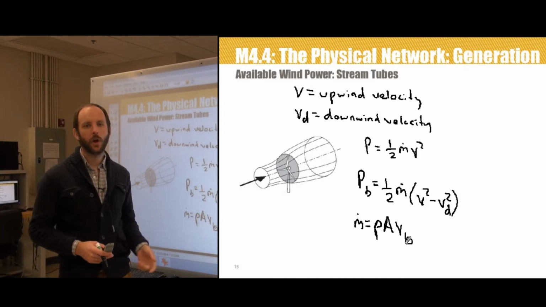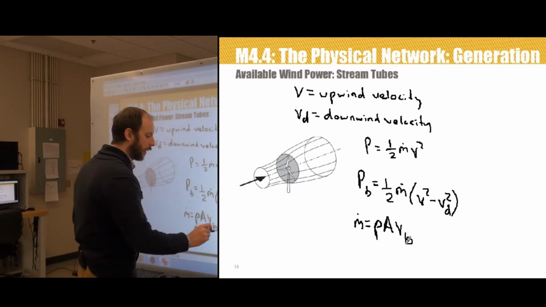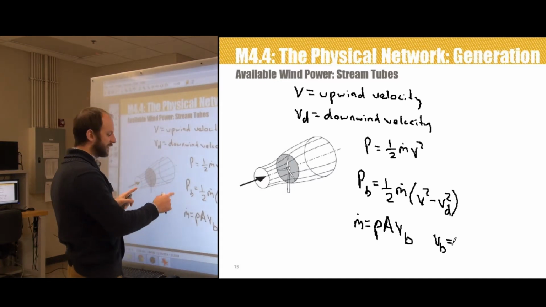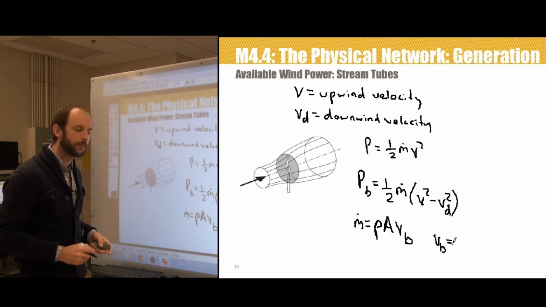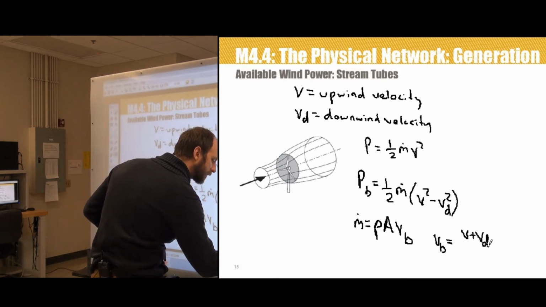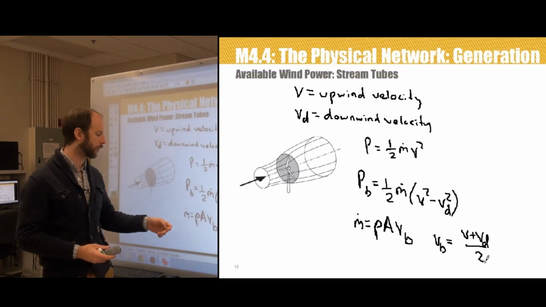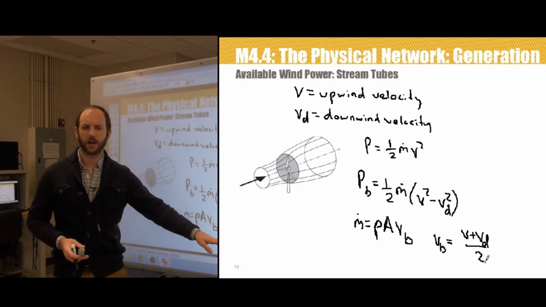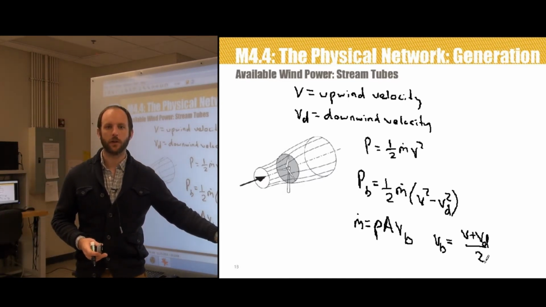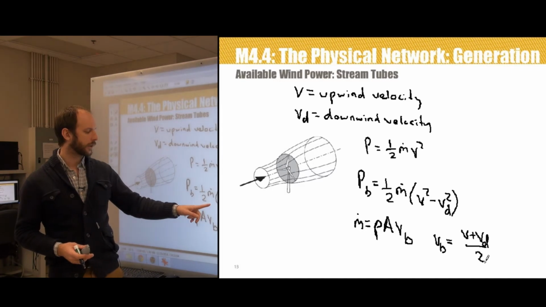How fast is it? Well, we could make a simple estimate for Vb. We could estimate Vb is equal to, well, maybe the average between the two, V plus Vd over 2. That seems like a very simple estimate, and it is a simple estimate. There are more sophisticated estimates for determining Vb, but for a first approximation, this is a pretty good one. And so we're going to take our estimate for Vb and insert it into the equation for power extracted from the rotor.